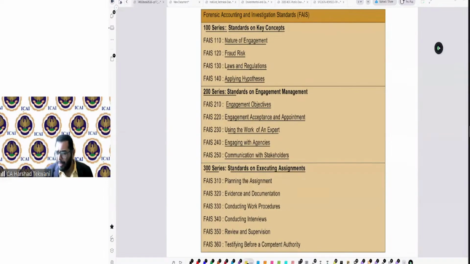Do we need to prepare accounts in case of forensic accounting? No, we do not prepare the accounts. Otherwise, it will be a conflict of interest. So it's kind of a detailed analysis in forensic accounting. You do kind of an investigation. And if you have prepared the account, then how can you do an investigation? It will be a conflict of interest. You should not prepare the accounts.